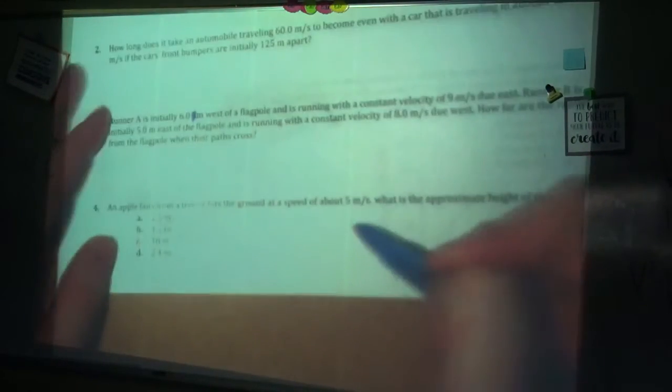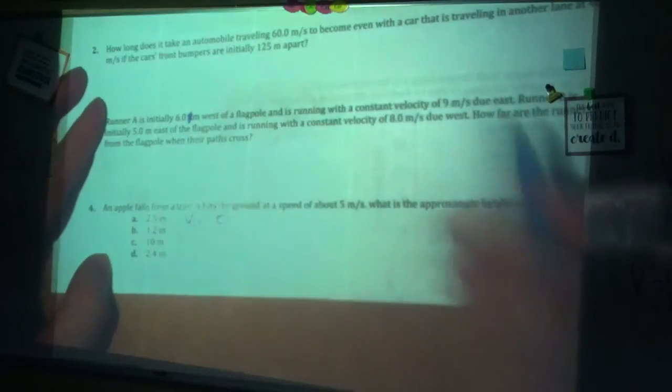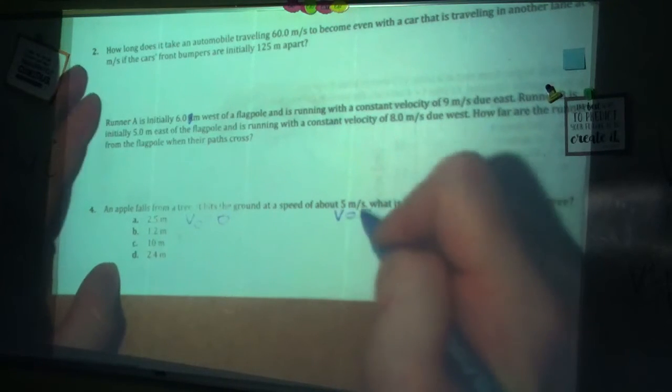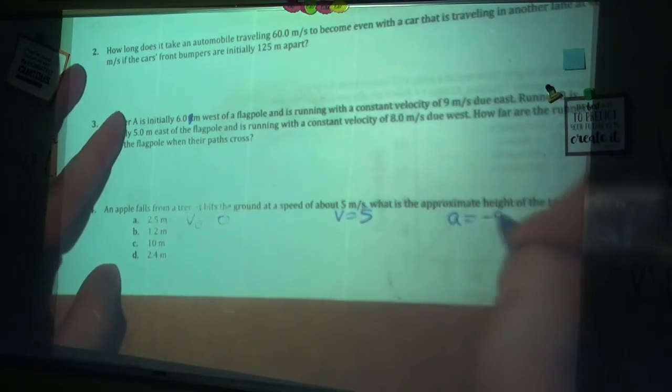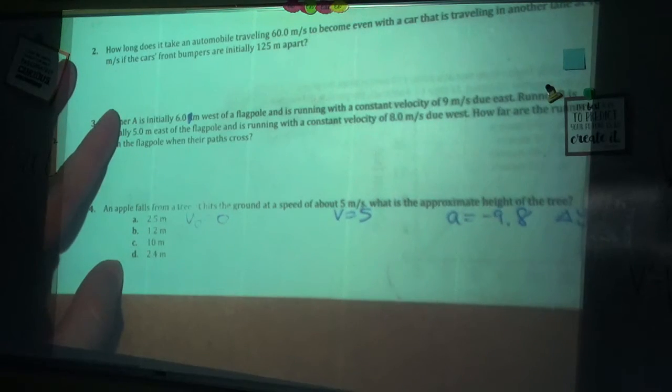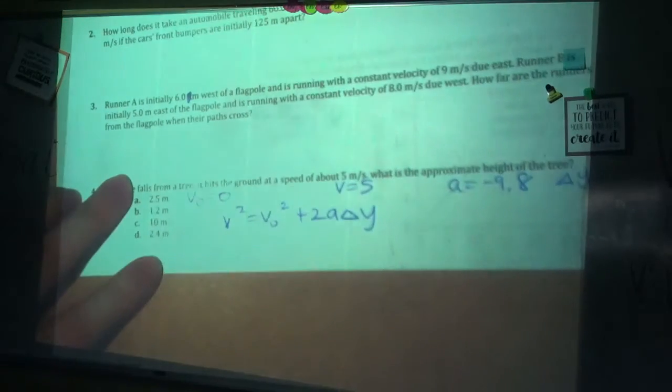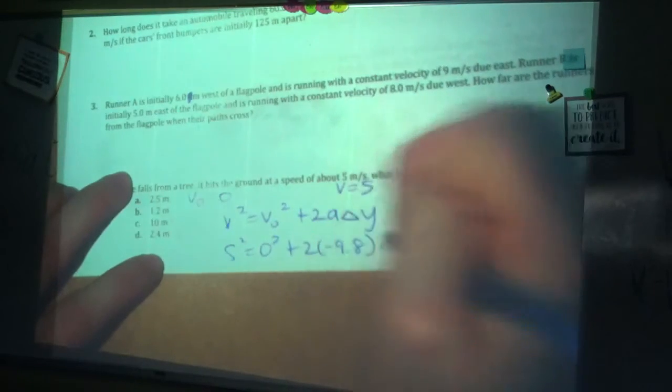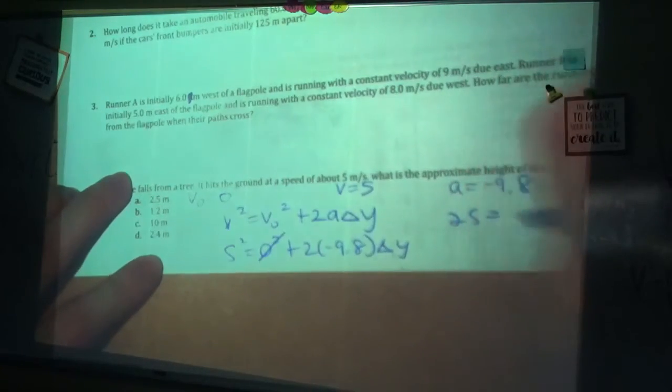Number 4, an apple falls from a tree and it hits the ground with a speed of 5 meters per second. Well, if it's just dropped, the initial velocity would be 0. Your final velocity, or your v, after some time would be 5. Your acceleration is negative 9.8, and you were looking for the height, so delta y. So I would use v squared equals v naught squared plus 2 acceleration delta y, in this case, not delta x. And then 5 squared equals 0 squared plus 2 times negative 9.8 delta y. That's 25 is 19.6 delta y. You divide over, you get 1.2.